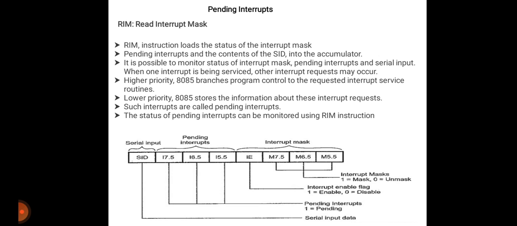You can see the figure of the RIM instruction format, in which bits 0 to 2 give the status of the interrupt mask, that is logic 1 indicates the interrupt is masked. Then bit 3 gives the status of the interrupt enable flag: if 1, interrupts are enabled; if 0, interrupts are not enabled. Then bits 4 to 6 give the status of pending interrupts, and bit 7 is used for the status of the serial input data line.